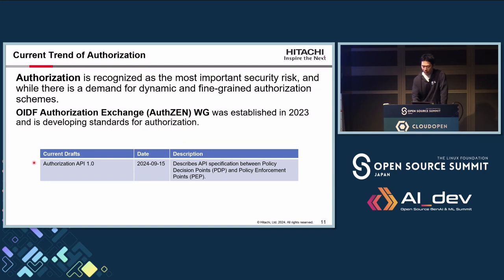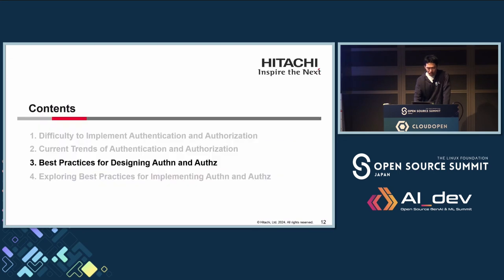This describes the API specification between policy decision points, PDP, and policy enforcement points, PEP. Currently, regarding authorization, various excellent OSS exchange data using their original interface specifications, but it is expected that this activity toward standardization of authorization will gradually lead to common interfaces. So we will need to continue to keep an eye on this too. So next, I describe best practices for designing authentication and authorization.